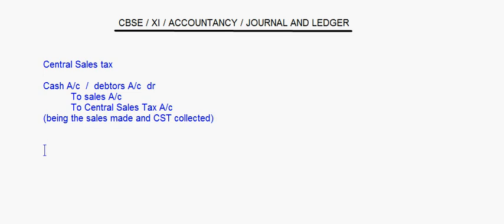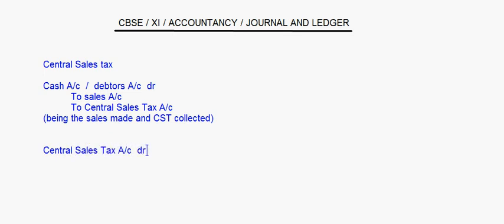Now after that, when the CST is collected, at the end of the year, or whenever the CST is deposited in the government's account, the person who is collecting the central sales tax, it is his responsibility to deposit the central sales tax in the government account. So at that time the entry will be central sales tax account debit.